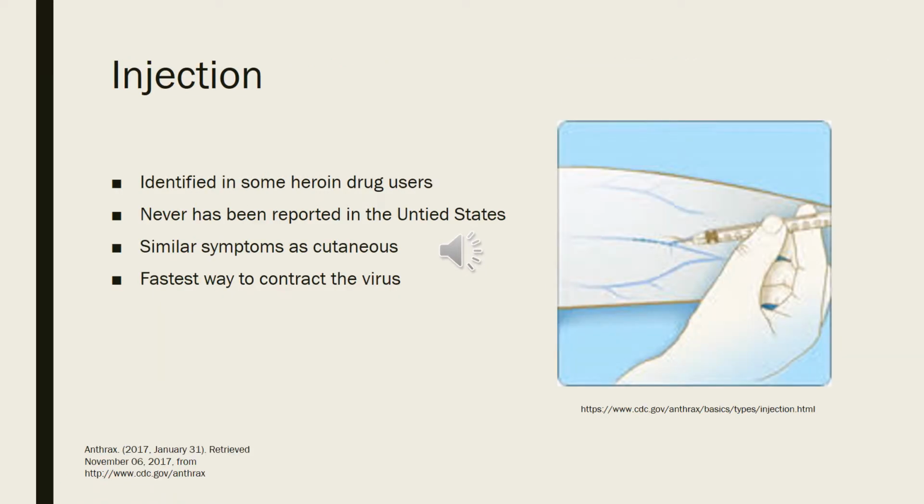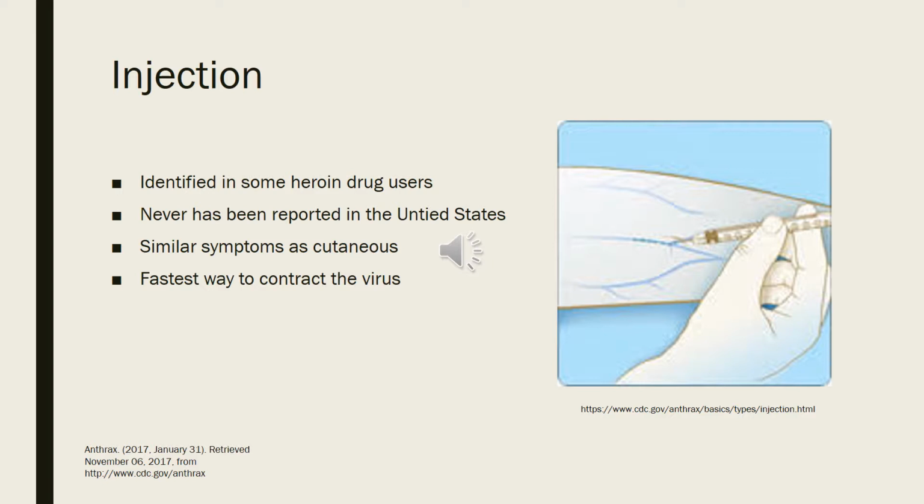So the last category we're going to talk about on how to contract the disease anthrax is called injection. It is going to be the fastest and the most deadly way to contract the disease. It's also identified in some heroin drug users. A lot of people, when they buy drugs from other people, don't know exactly what is going to be in the drug that they purchased. Luckily, it's never been reported in the United States. The only thing is it has similar symptoms to the cutaneous, as we discussed earlier in the video.